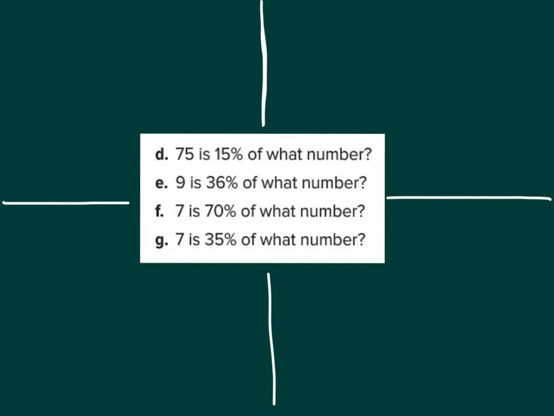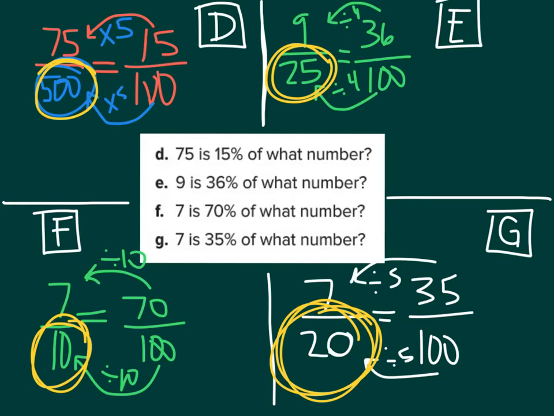What I would like you to do is try and solve each of these problems. So D, 75 is 15% of what number? E, 9 is 36% of what number? F, 7 is 70% of what number? And G, 7 is 35% of what number? So if you take a look at the screen, you'll see all the answers circled in yellow on the screen. So for letter D, you should have gotten 500. Letter E, you should have gotten 25. F, 10. And G, 20.